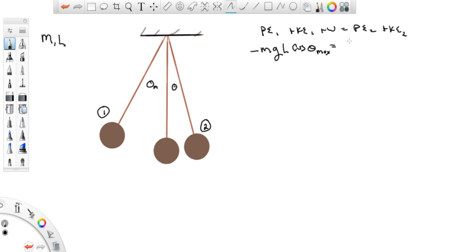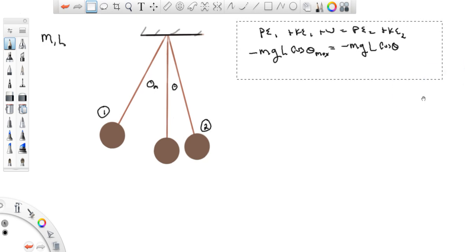Okay, the PE2 term. In a very similar sense, the PE2 term can be written minus mgL cosine theta. Now it might seem like these are the same, but they're not. This theta is a constant. It's the maximum theta in the problem. This theta is a variable. It is changing with time. As usual, I didn't quite leave myself enough room here. Okay.